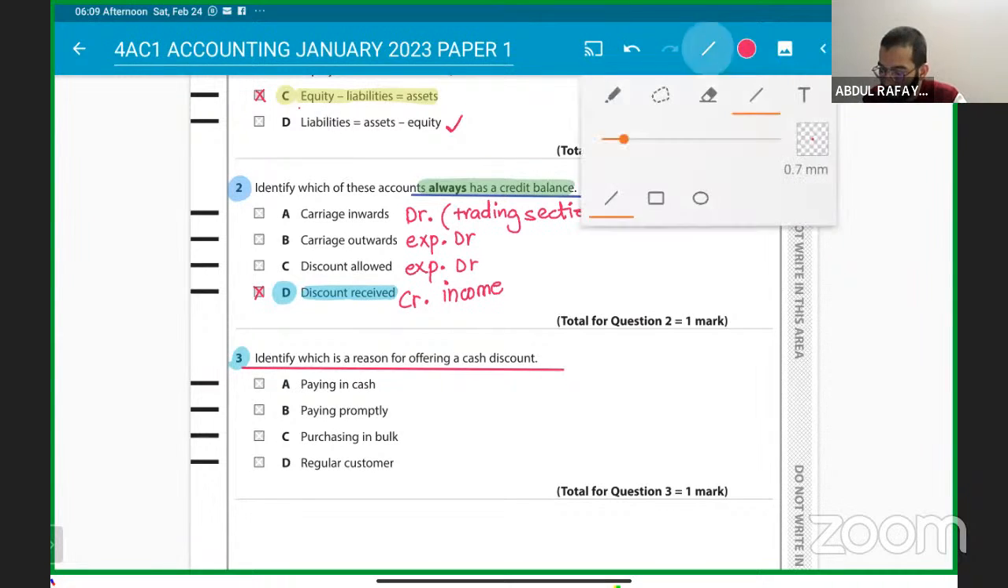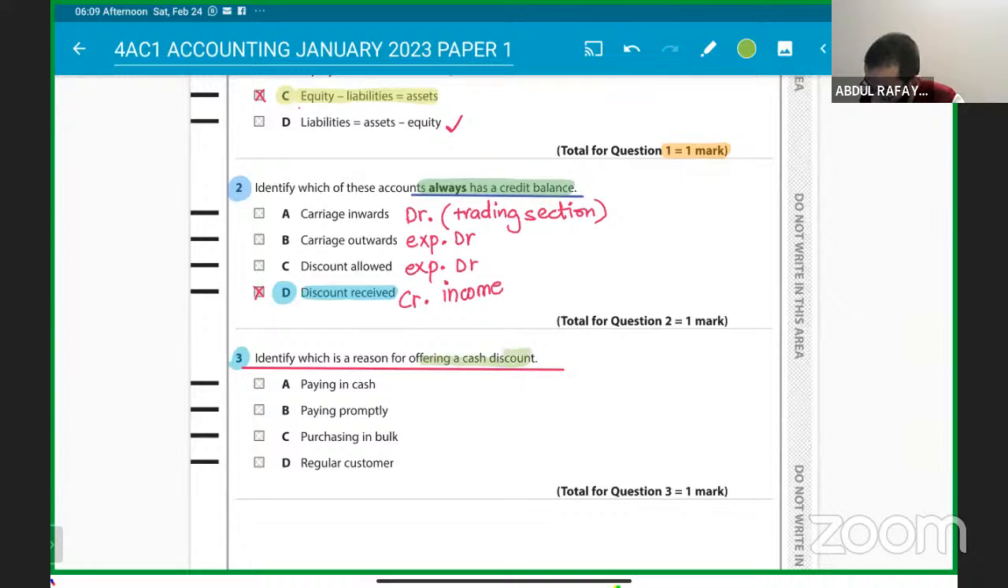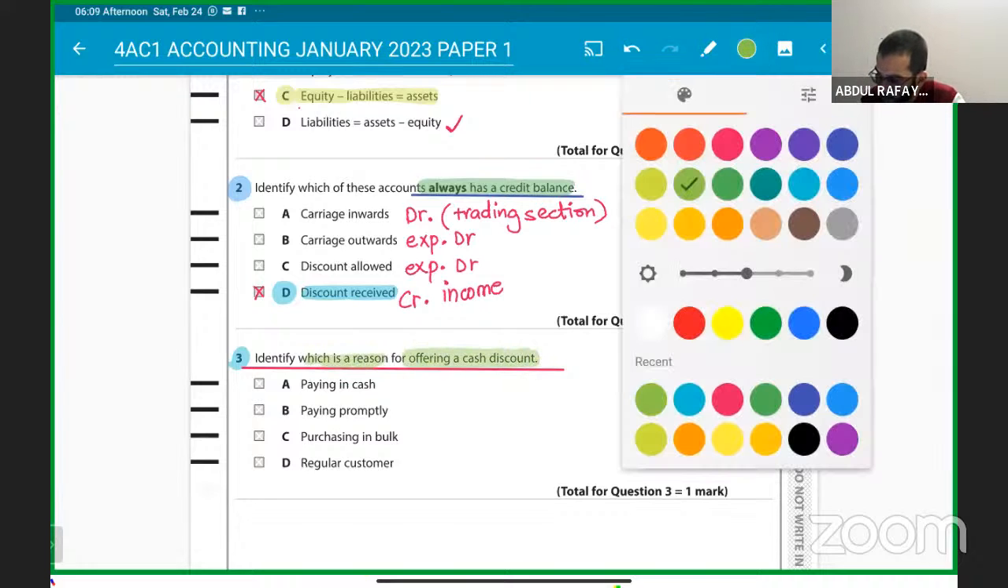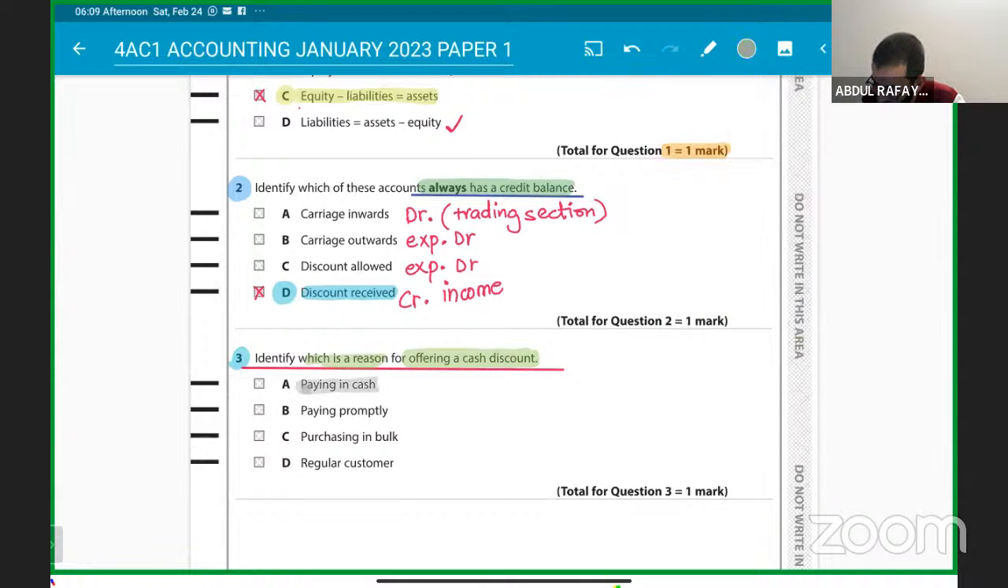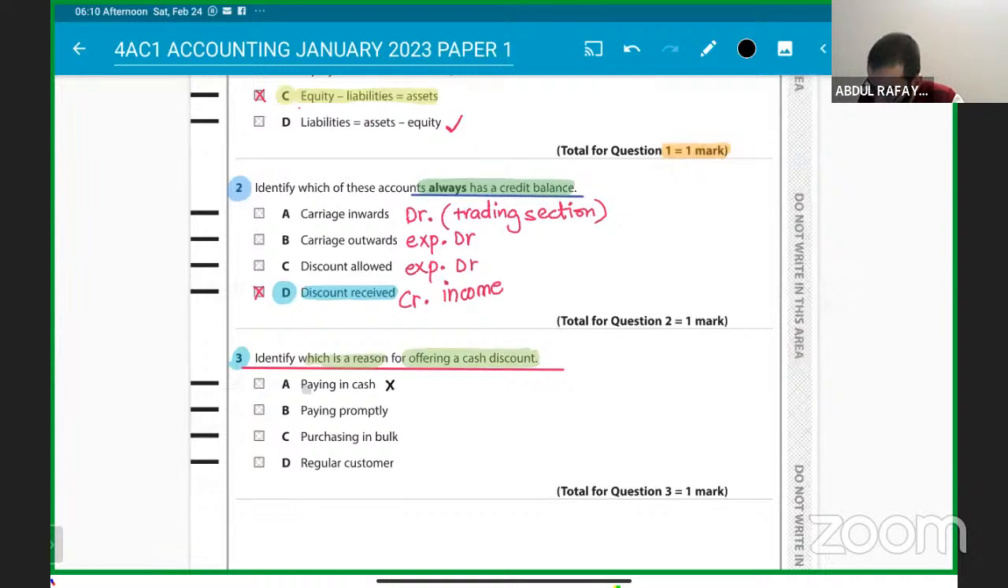Why do we offer a cash discount? What is the reason? They are asking us to tell the reason for offering the cash discount. If you are paying in cash, is that the reason for the cash discount? No. Paying in cash is not the reason for the discount allowed. Paying promptly is the reason for cash discount.